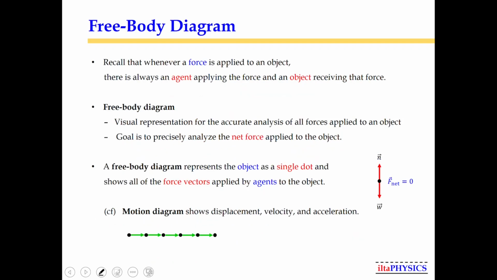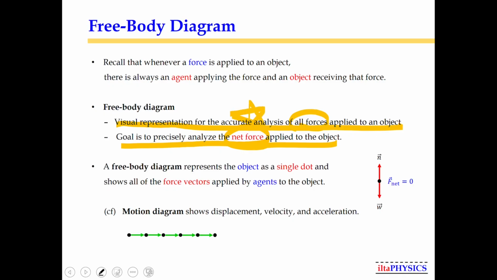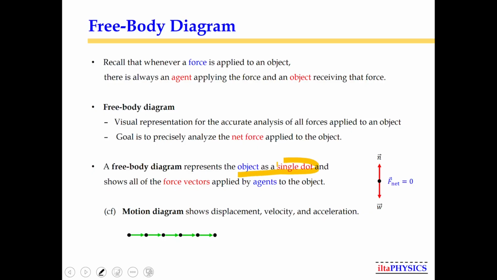First, always remember this. Whenever there's a force, there's always something applying the force, the agent, and something receiving the force, the object. A free body diagram, FBD, is a tool that helps us visualize and analyze all the forces acting on an object. The goal is to figure out the net force acting on the object. In a free body diagram, we draw the object as a single point, and then we draw vectors for all the forces acting on it from different sources.